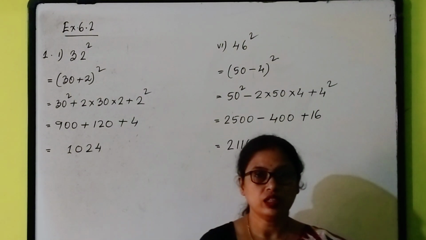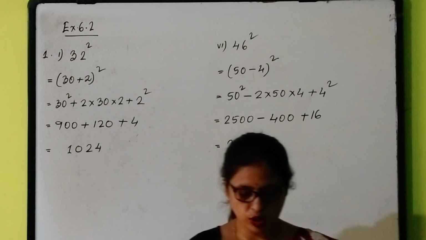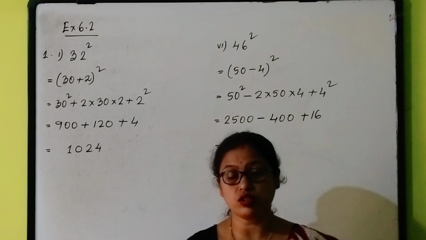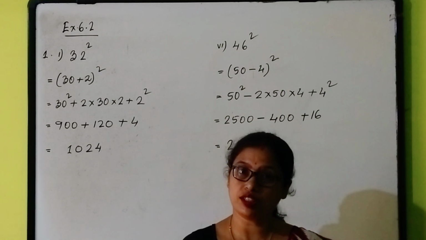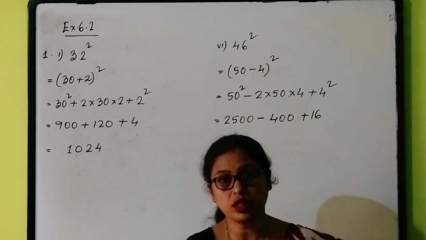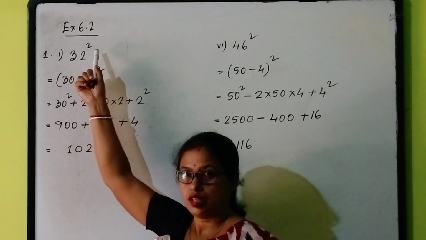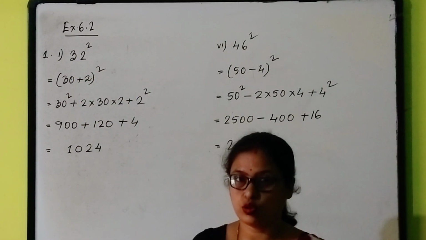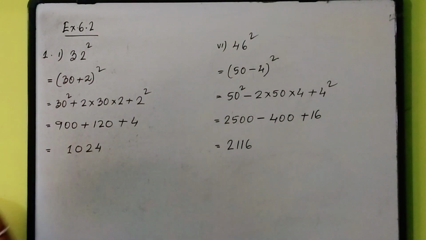See, 32. You cannot start with 32, my dear students. Do remember it. You have to start with 32 square because you have to find out the square of 32. You cannot write 32 equal to 32 square. You have to start with 32 square. Am I right? So 32 can be written as 30 plus 2.